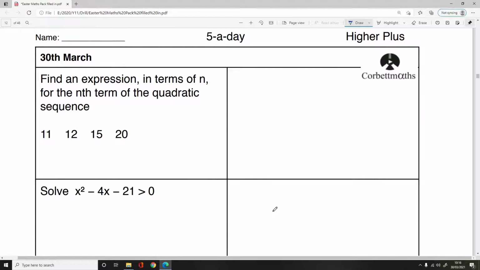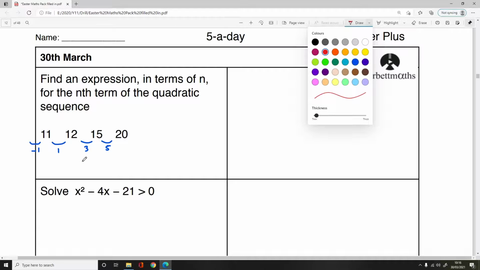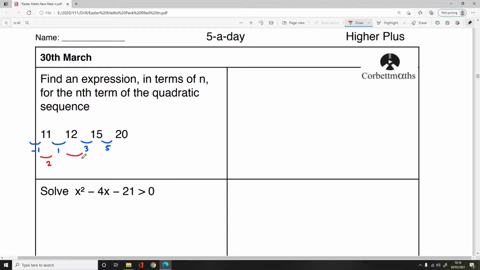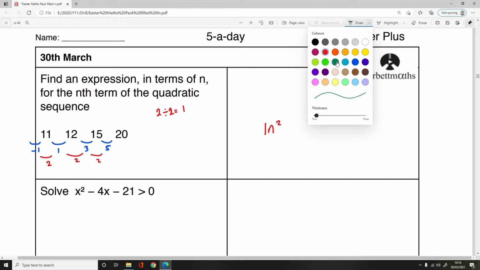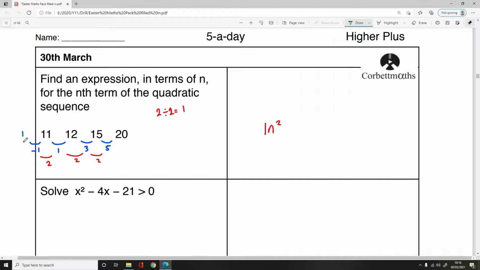Onwards to higher plus. Okay, so we've got nth term of a quadratic sequence again. So let's see a reminder here. The first thing we want to do is find the second difference, and we're eventually going to want to find the 0 term. And the second difference is 2. So our value of a, or the value of n squared, is the second difference divided by 2, which is 1. So the nth term is going to start 1n squared. If we work backwards, we can get the 0 term up here as being 12.